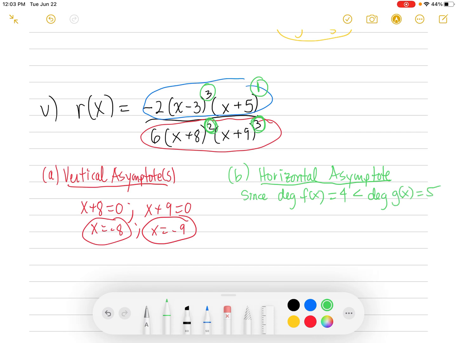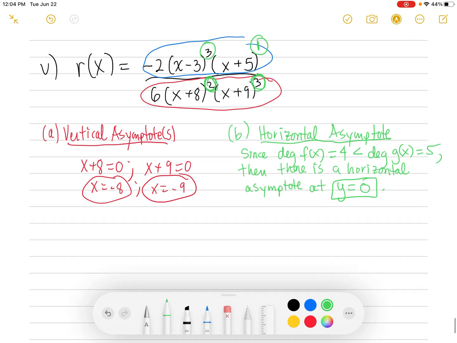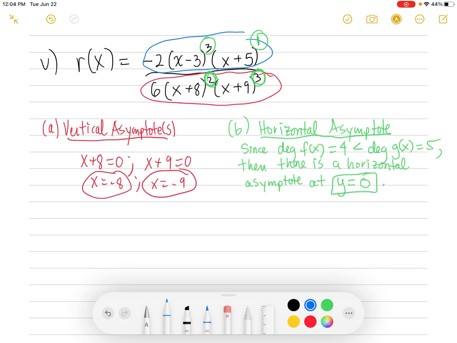So the degree of the top is going to be smaller than the degree of the bottom, g of x. So since the degree of the top is 4, which is less than the degree of the bottom, which is 5, then there's a horizontal asymptote at y equals what? Well, if the degree on top is smaller than the degree on bottom, it's going to be at y equals 0.